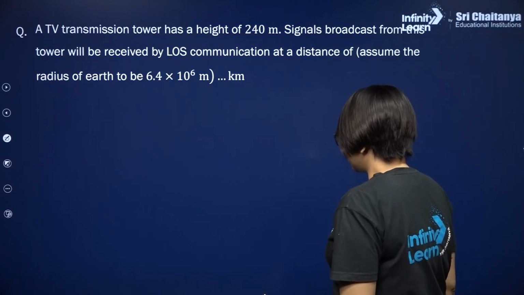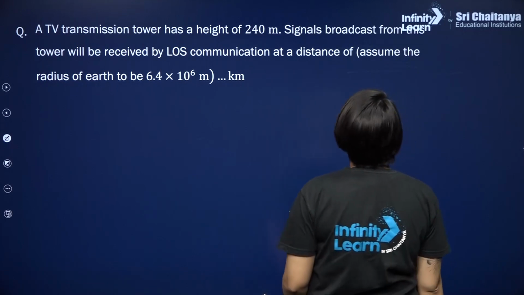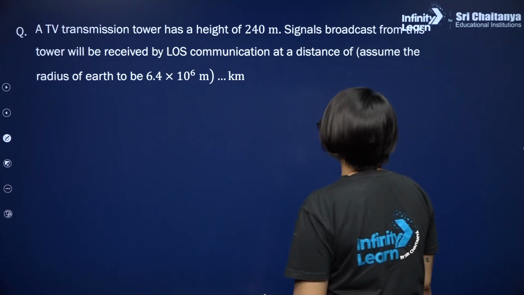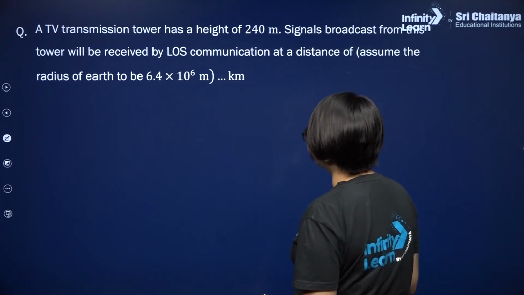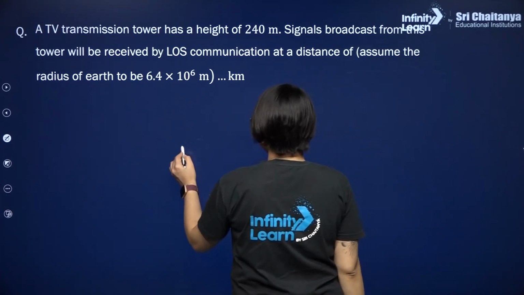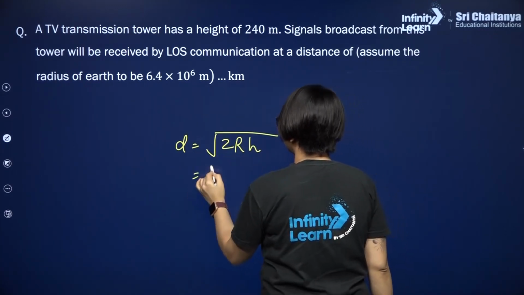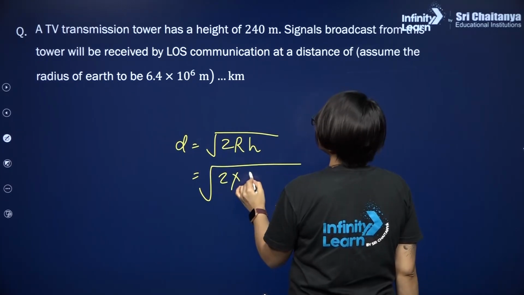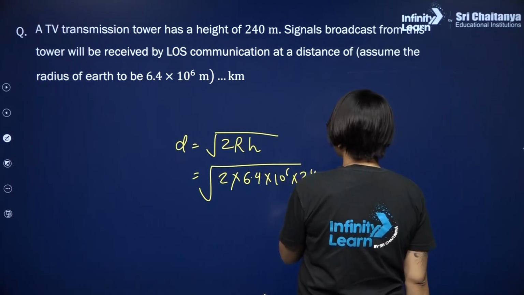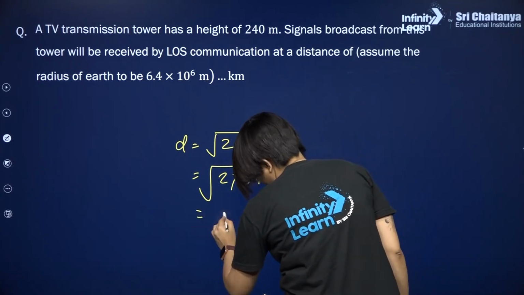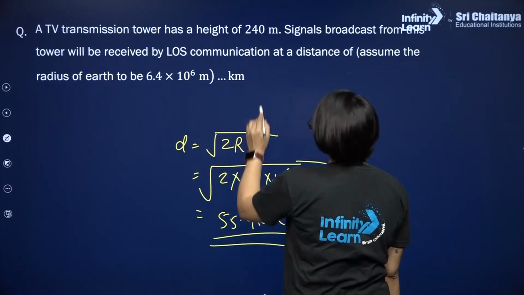Next is this one, a TV transmission tower has height this much. Signals broadcast from this tower will be received by LOS communication at a distance of what kilometer? So d equals under root 2hR, this 2 into R is 6.4 into 10 power 6, into h is 240. So this will give you 55.4 kilometers. So approximately the answer will be 55.